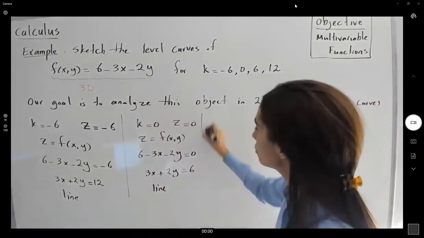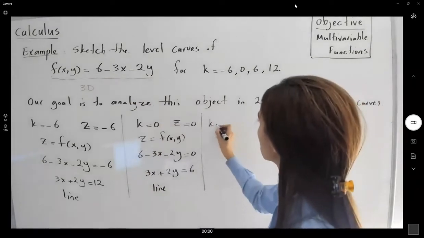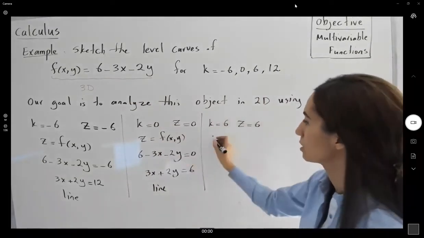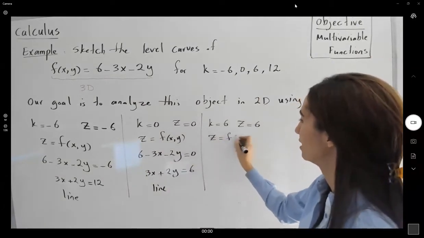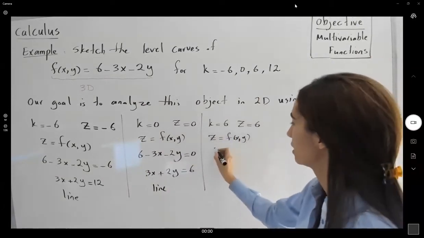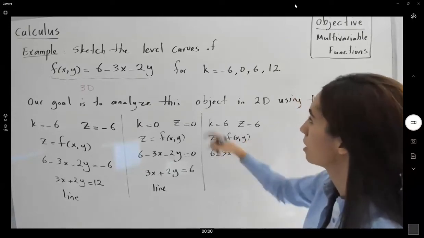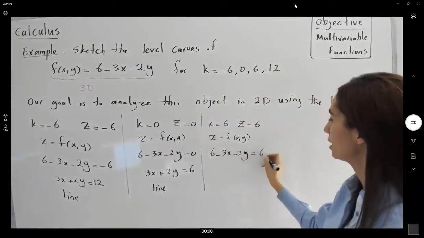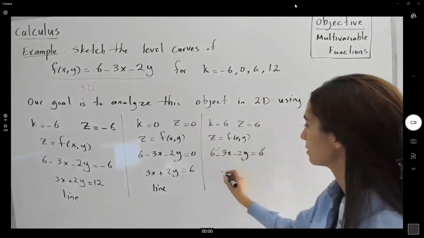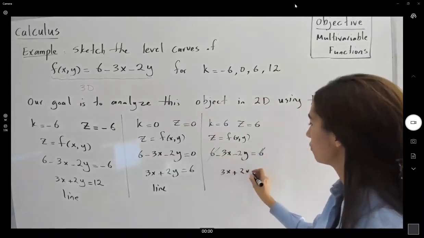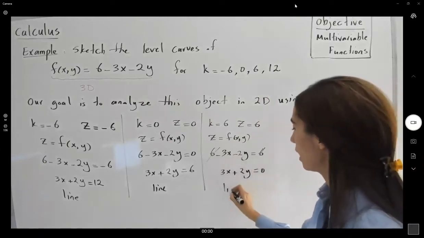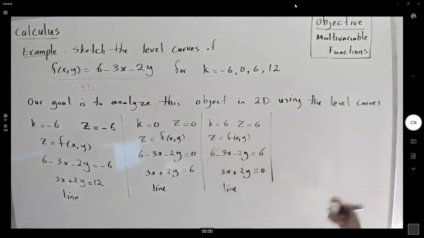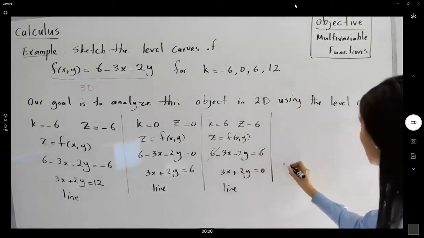And we can continue this process. The next k is equal to 6, so z is equal to 6. It means that your quantity is equal to 6. So 6 minus 3x minus 2y is equal to k, which is 6. You can cancel out 6 and 6. 3x plus 2y is equal to 0. Another line. Continue this process and then graph these lines.